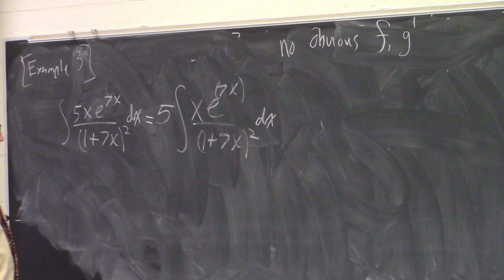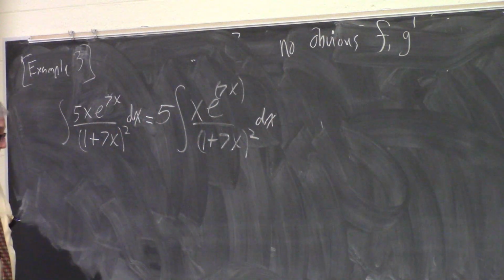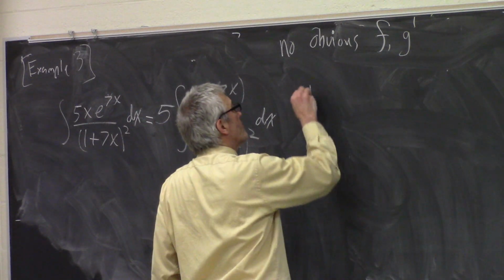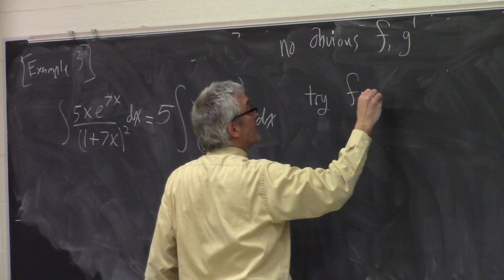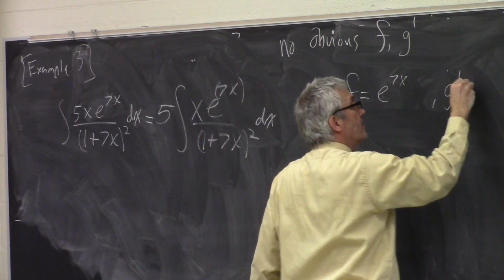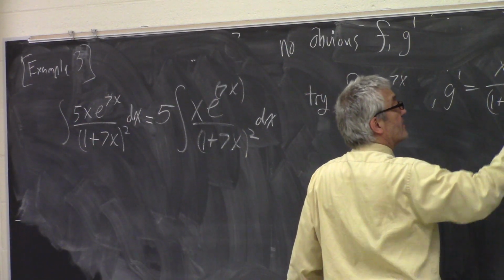All right, so there's no obvious f g prime here. So we have just 6 minutes. Let's think about some choices that we could make for f and g prime, but don't go very far. Let's try f being e to the 7x and g prime being x over (1 plus 7x) squared.